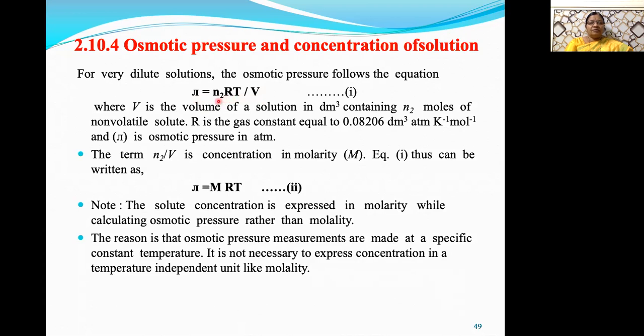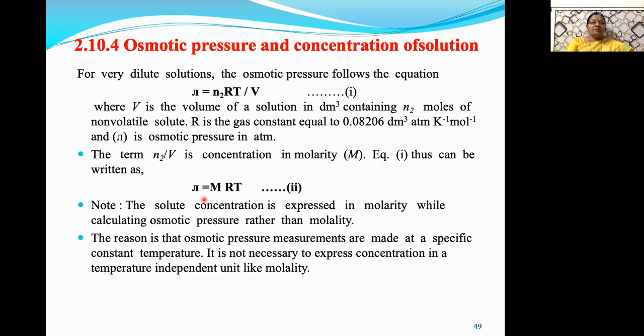What is n2? It is the number of moles of non-volatile solute. Now n2 upon V is the number of moles of solute per liter of solution, so that will be the concentration in terms of molarity, that is the capital M, moles per liter. So we can substitute n2 by V with capital M, as it represents the molar concentration, moles per liter. So pi becomes equal to MRT.